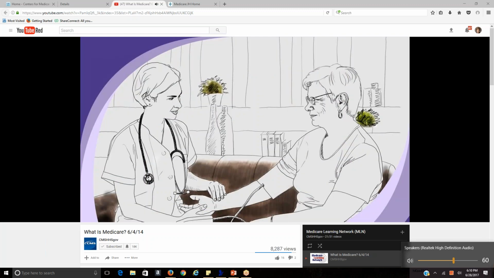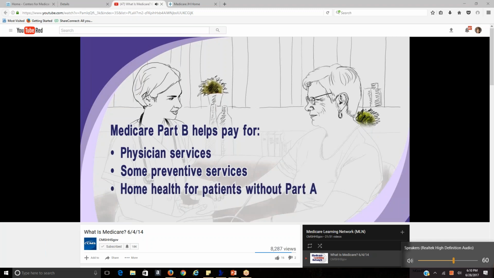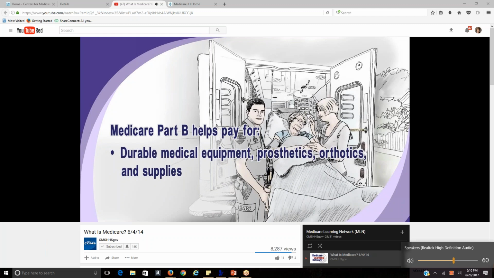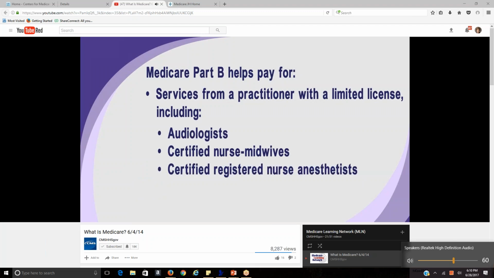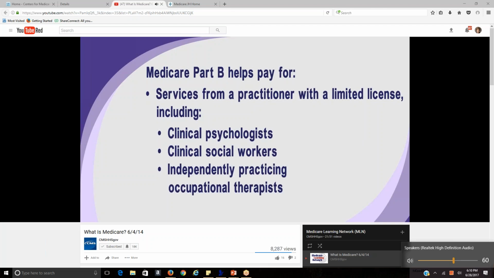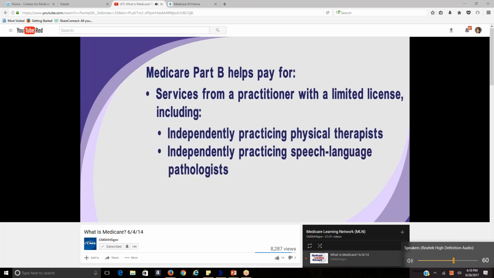Medicare Part B, often called medical insurance, helps pay for several additional services, including physician services, some preventive services, home health for patients without Part A, ambulance, laboratory and diagnostic services, surgical supplies, durable medical equipment, prosthetics, orthotics, and supplies, hospital outpatient services, and services from a practitioner with a limited license, including audiologists, certified nurse midwives, certified registered nurse anesthetists, clinical nurse specialists, clinical psychologists, clinical social workers, independently practicing occupational therapists, independently practicing physical therapists, independently practicing speech-language pathologists, nurse practitioners, and physician assistants.